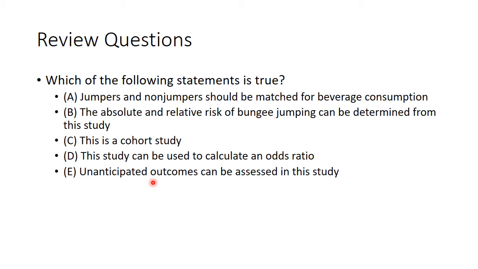You could have looked at people who were bungee jumpers and then matched them with controls of people who were not jumpers, and then looked backwards at their beverage consumption. But in this case, it's kind of an odd one where we're actually looking at a cohort study, but we're looking at the risk factor, and we already kind of know what the outcome is. We know if they're a jumper or not already.